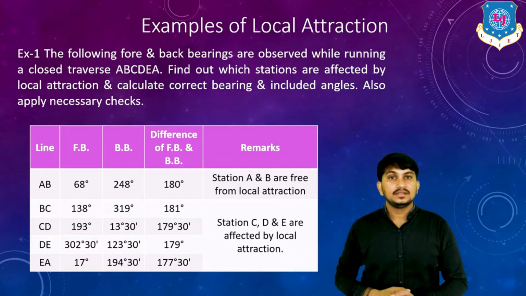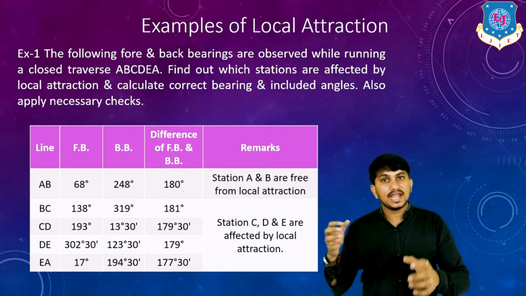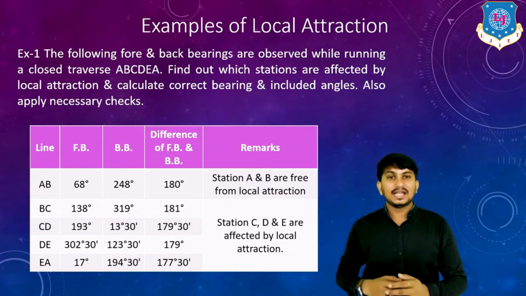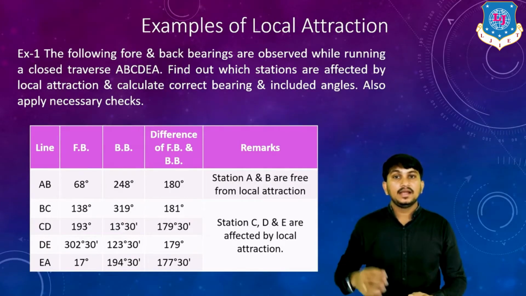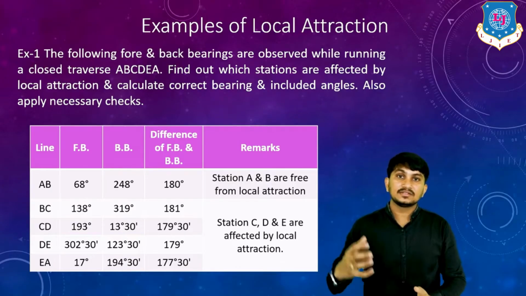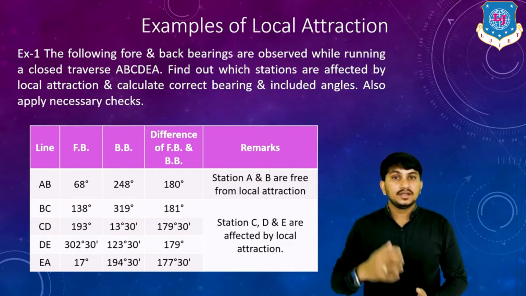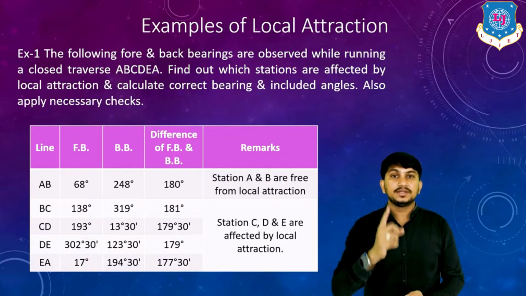In line DE, the difference is 179 degrees. The line is made by stations D and E, so these stations D and E are also affected by local attraction. In line EA, the difference is 177 degrees 30 minutes, which does not equal 180 degrees, but station E is already free from local attraction, as in line AB the difference of FB and BB is 180 degrees. So here you can clearly say that this difference of 177 degrees 30 minutes is because of station A.